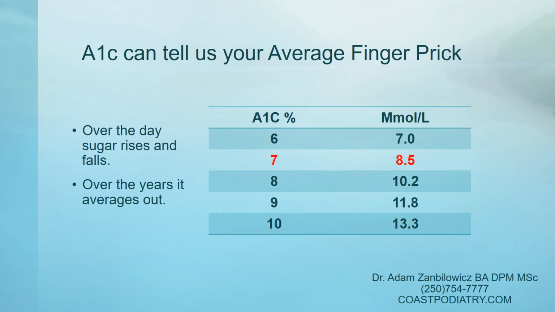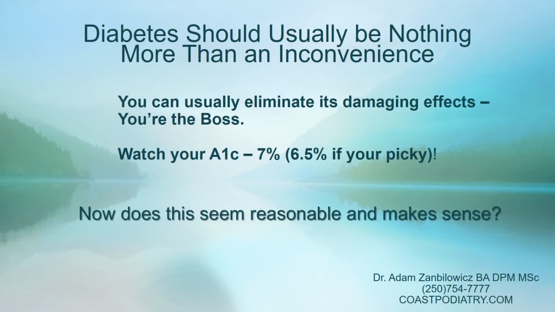The reason people are often surprised that their A1c of 7 matches with an 8.5 is that it's testing what's happening 24 hours a day. It's including the middle of the night and the little peaks that you may not be testing during. So the big thing is you're the boss of your diabetes. If you've got the A1c under control, you're doing everything right.